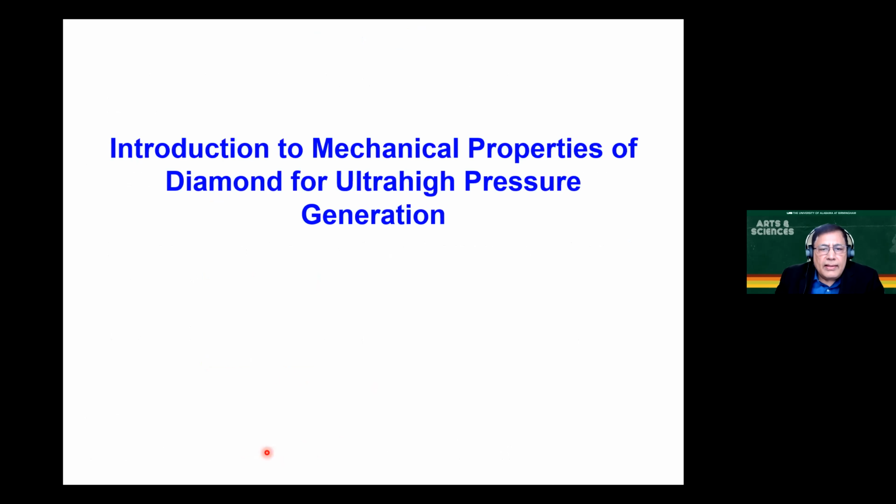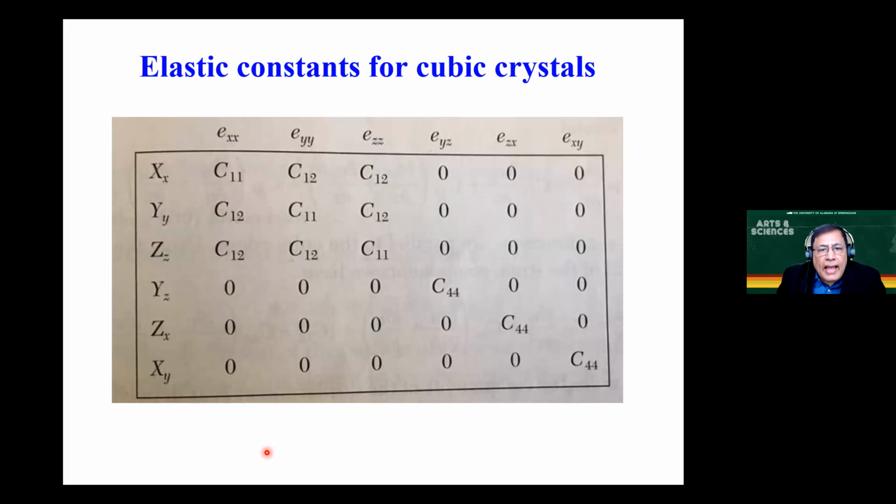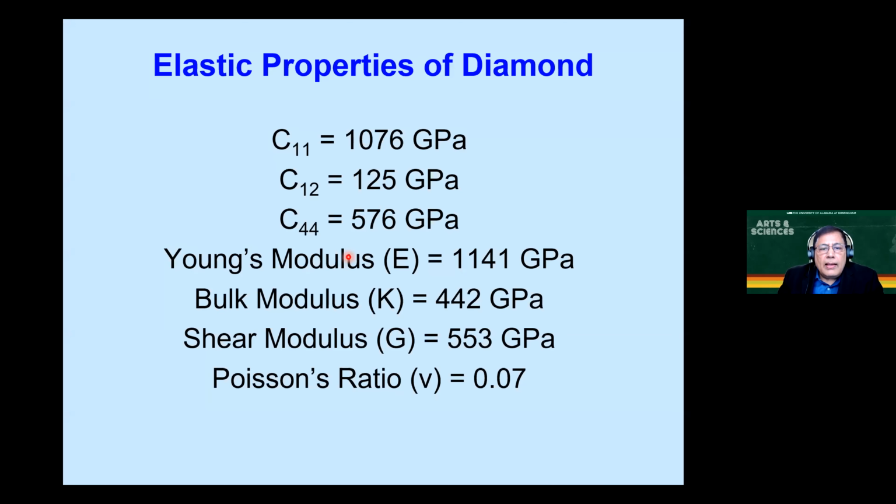Okay, so I wanted to point this out: some brief description of mechanical properties, also for interest to graduate students who are starting in this field, on what is possible in DAC. We know that diamond is a cubic crystal, and this is the stress-strain tensor for diamond. We have three elastic constants, which are C11, C12, C44. The numbers for diamond are: C11 is around 1076, Young's modulus 1141, pretty high. But the most significant number for diamond is the very high value of shear modulus, which is 553 gigapascals. And of course, a very low value of Poisson ratio.